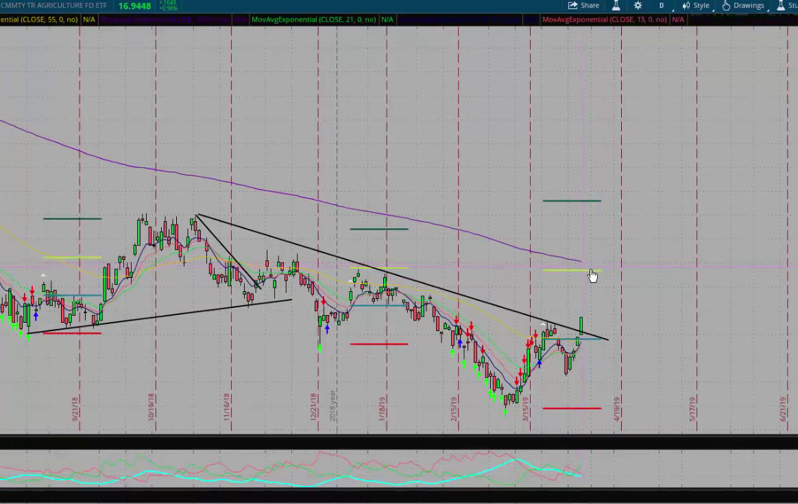Notice that coincides very nicely with the longer term 200-day moving average. The DBA is trading at $16.95. That's affordable for most looking for a move up to the 17.30 to 17.50 level.